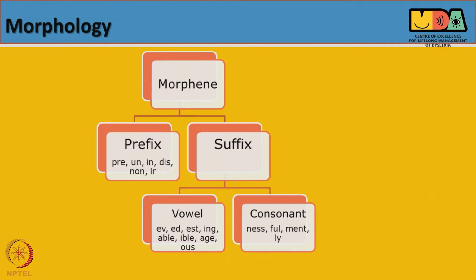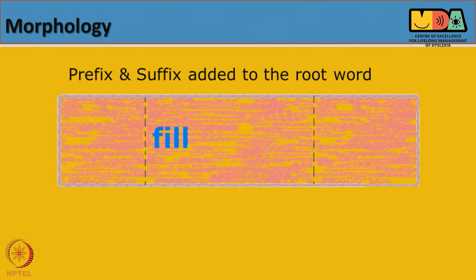Now, let us take the word lovely. In the word lovely, we have the root word love and we have the suffix ly added to it. It changes the meaning of the word. So, love, lovely. Root word is love and the suffix is ly. Okay, so let us take another example of how a prefix and a suffix is added to a root word.